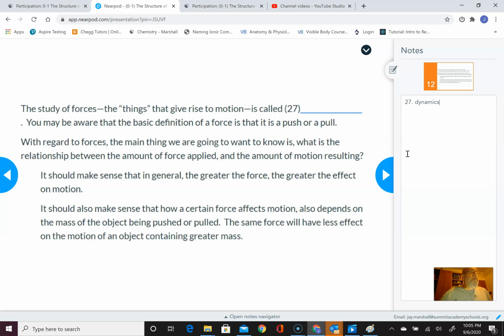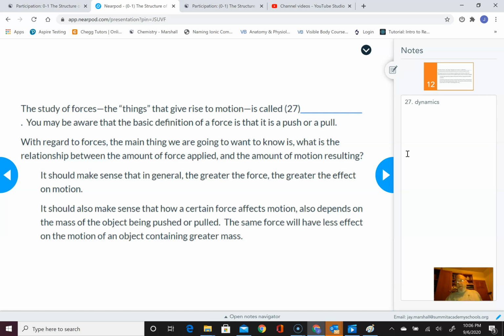You may be aware that the basic definition of a force is that it is a push or a pull. And for as significant of a concept as this is in all of physics, forces are like the major thing, right? As significant as this is, to say that a definition is as simple as it's a push or a pull, that may just be the evidence of how significant it is. It has such a simple definition.